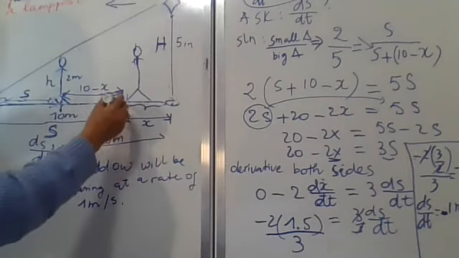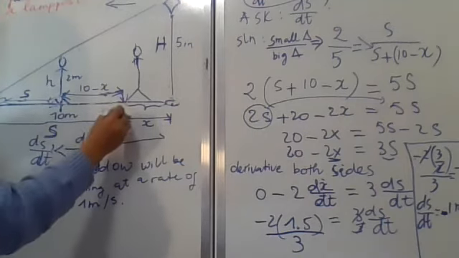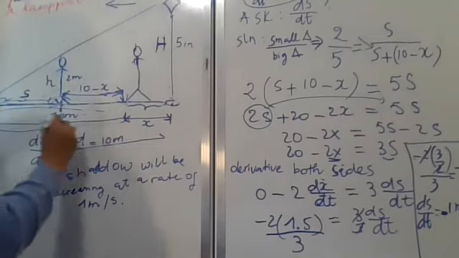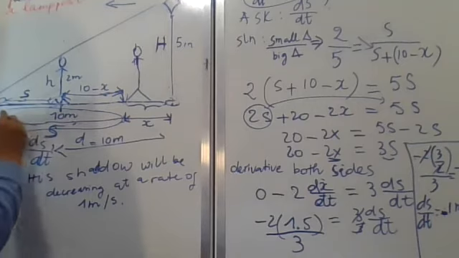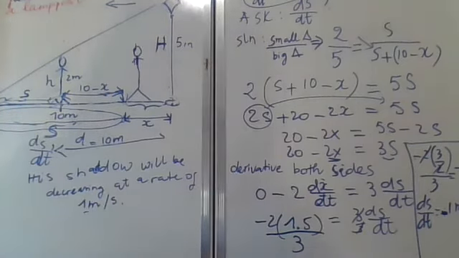And this makes sense because if he stands right here, his shadow could be the whole thing here, right? And then he walked up to here, his shadow gets shorter and shorter, and it's shorter by 1 meter per second. After we solve this problem, we realize that.